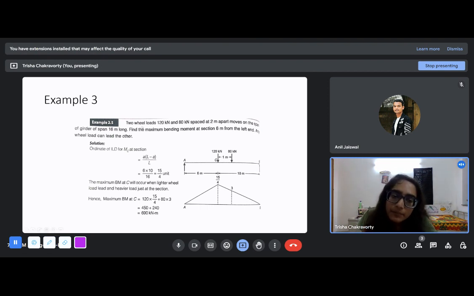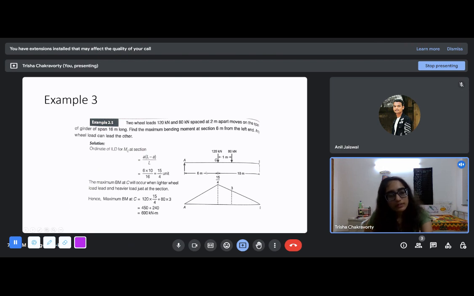Here we are trying to find out a similar problem. We are trying to find out the maximum bending moment at a section. So two wheel loads, 120 and 80 kilonewton, spaced 2 meter apart, are moving on the span of this girder. Find the maximum bending moment at a section 6 meters from the left end. First you draw the influence line diagram.